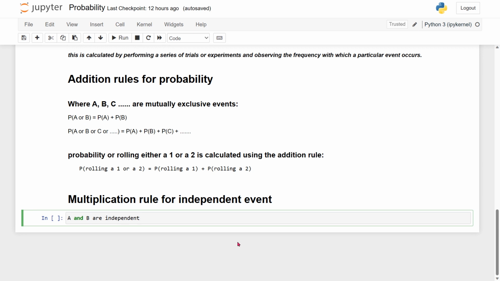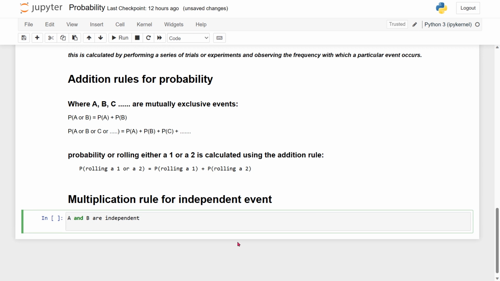There, with this or that event, A or B, either of them is okay for you. That's the reason we have done the summation. But here you want both. Both means both. So in that case, we go for the multiplication. If they are independent, then P of A and B is equal to P of A multiplied by P of B. That's it.